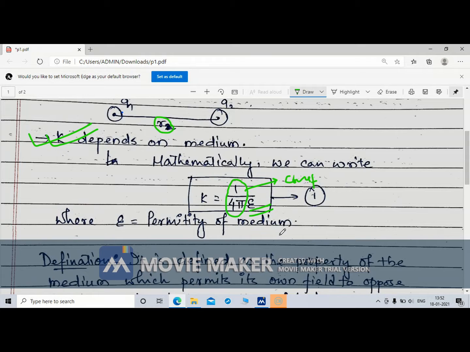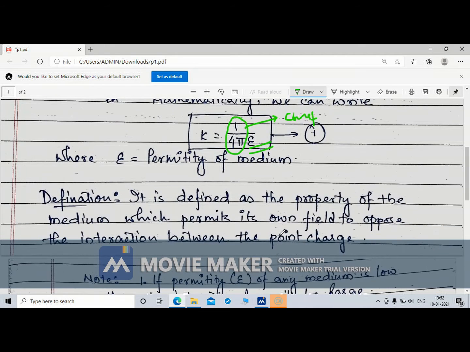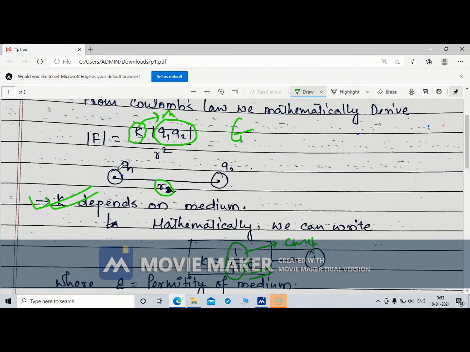So what is the permittivity? We define the permittivity as a property of the medium. It is a medium property which permits its own field to oppose the interaction between the point charges. Basically see here, those two charges are interacting with each other, right? So that permittivity is opposing them from interacting with each other.